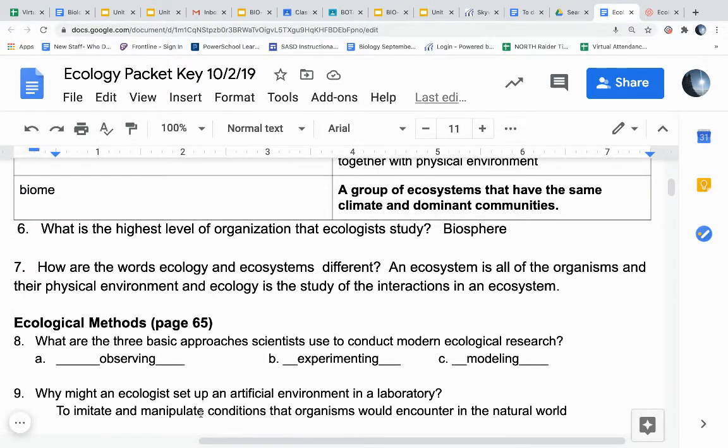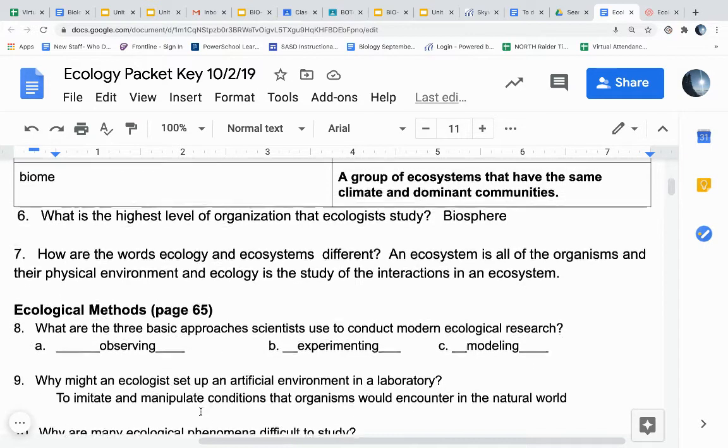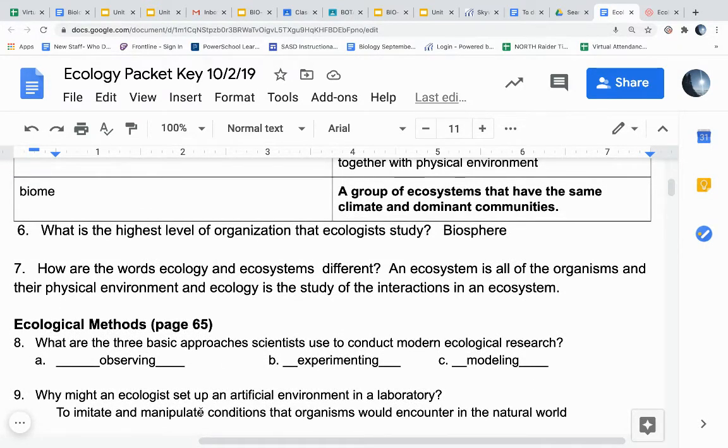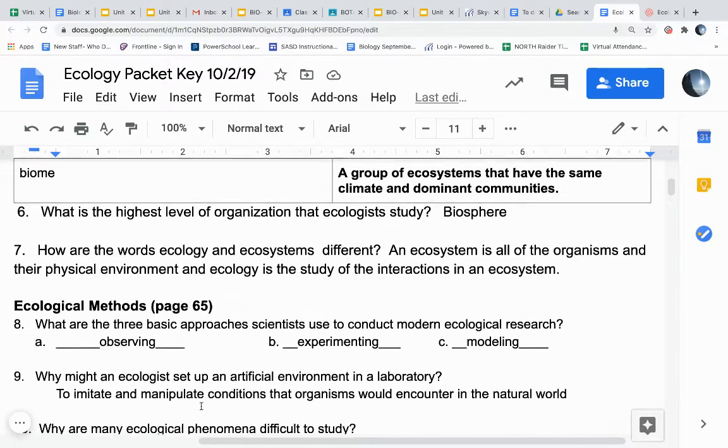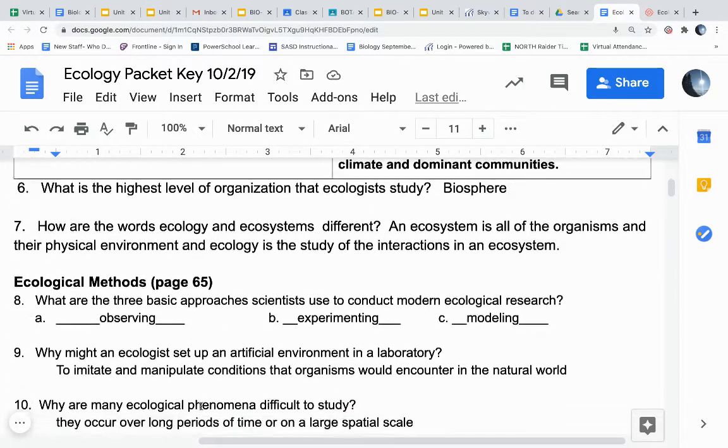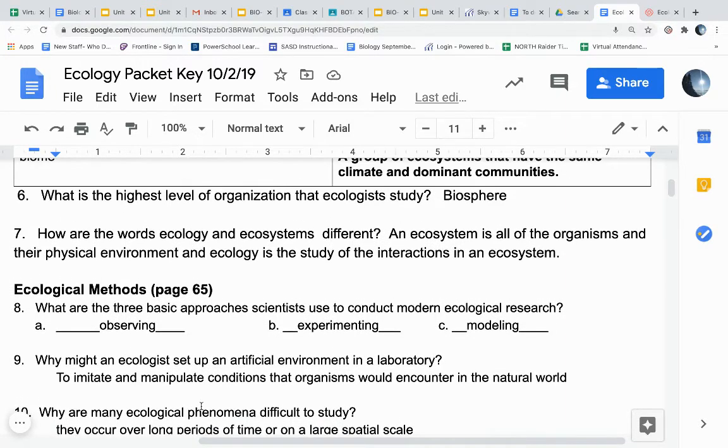Remember, that's to change one variable if you do it in a lab versus in the field. The field is much more complex to carry out controlled experiments in.